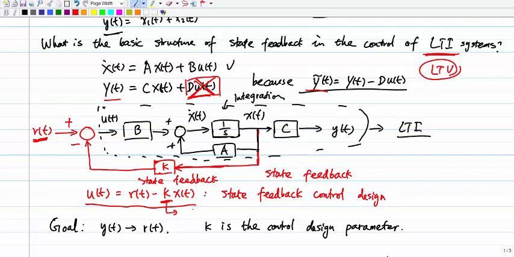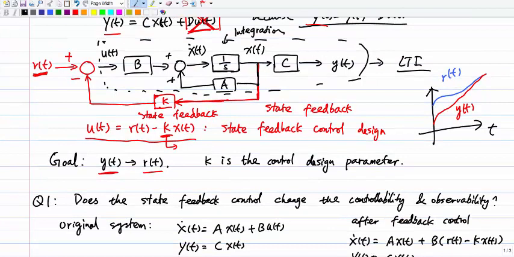If I use state feedback control design, my goal is to let y(t) track r(t). If I give a reference, you're going to track it. It looks something like this: this is r(t), and I want y to track it. Your y starts from a different value, gradually approaches r(t), and essentially ends up at the same value. So that's the goal.